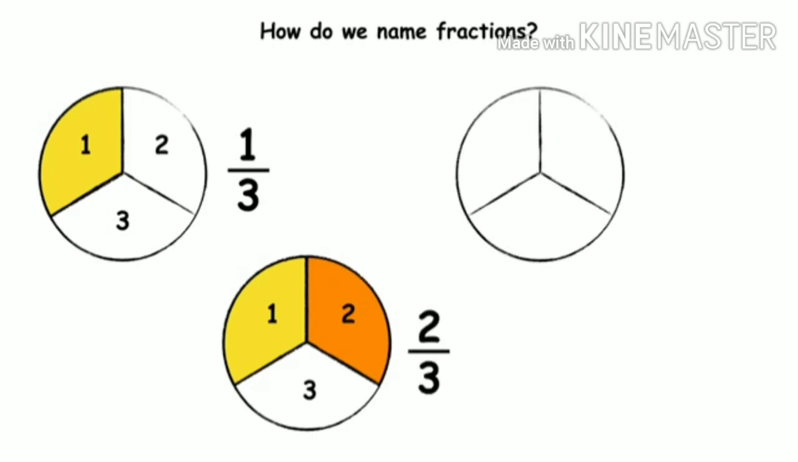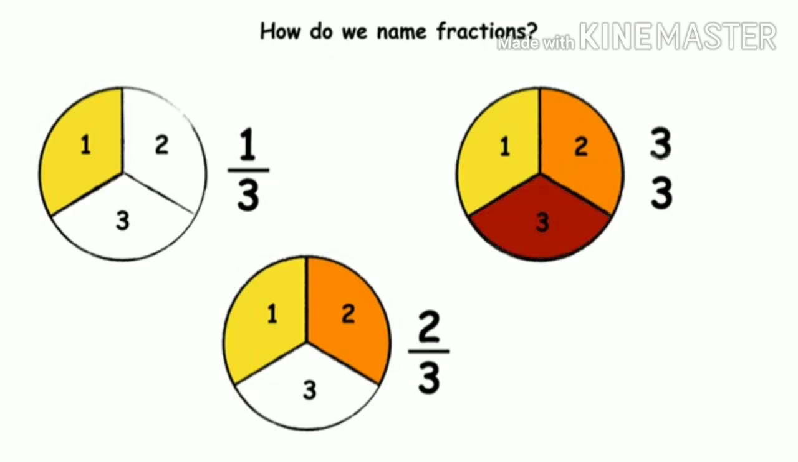This circle has also been cut into 3 equal pieces. There are 3 pieces in total. I am going to colour in 3 of the 3 equal pieces. I have coloured in 3 pieces out of 3. When we have 3 pieces out of a possible 3, we have 3/3, which is the same as 1 whole.